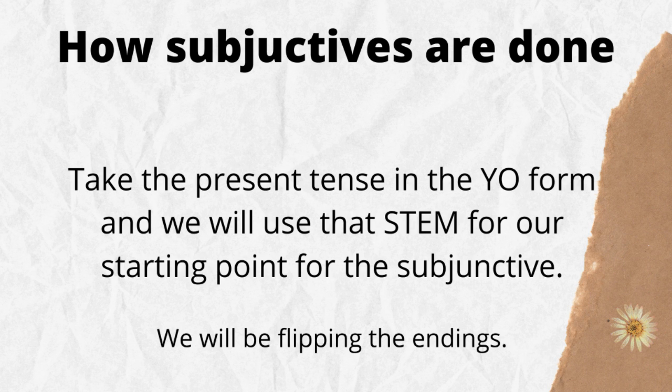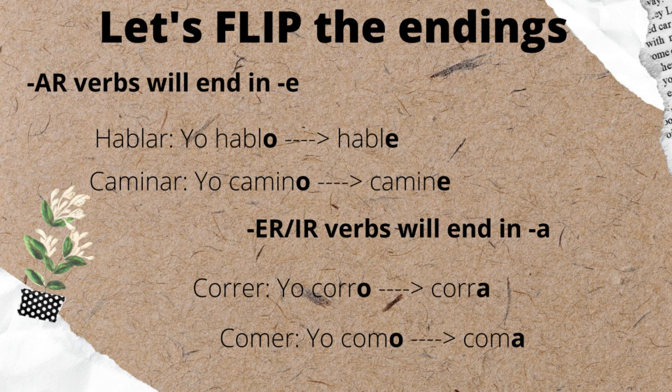We're going to be flipping these endings, and I'm going to show you how we're going to do those in the subjunctive. So here is our flip. Any verb that ends in AR, like hablar or caminar, in that yo form, we keep the stem, and we're going to be changing it to the letter E. For example, instead of saying yo hablo, you want to say yo hable. Or yo camino, yo camine, ending in E.